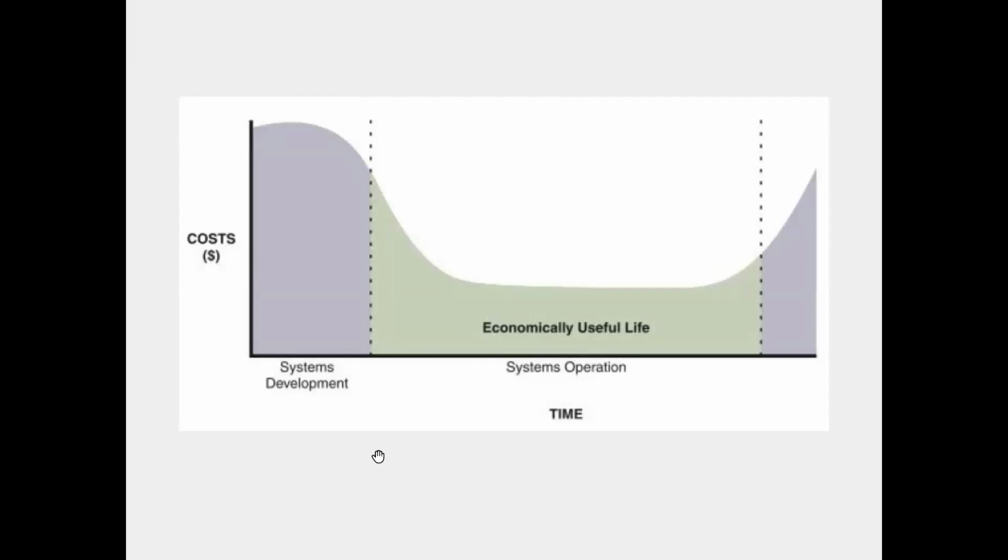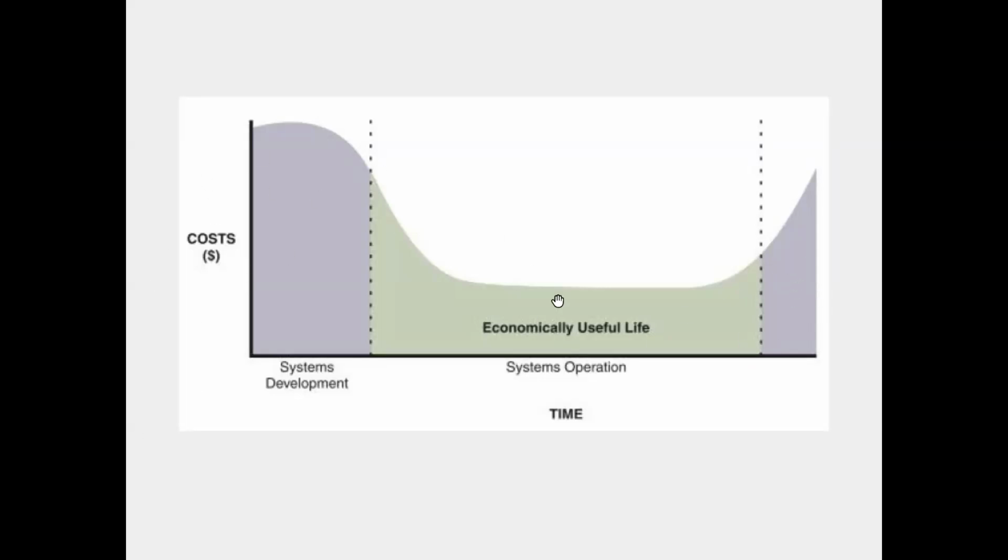Let's try to understand the cost and benefit and how it varies over time. Now, in this figure, you can see in the horizontal axis we have a timeline. In the vertical axis, we have cost in dollars. And these dashed lines indicate our system development time. So this duration is system development, and this duration is system operation. And maybe after some time, you might discard this.